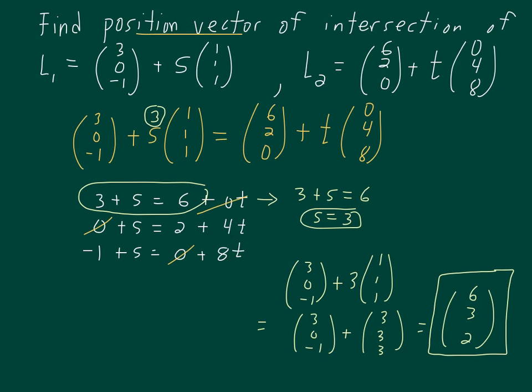They're not always going to be this easy, but be on the lookout for those zeros because, like I said, you're going to end up with a nice situation where the t is gone in that one equation and you end up getting s equals 3. So it's not necessary to find the other scalar t. As long as you have one, you're able to find where they intersect.